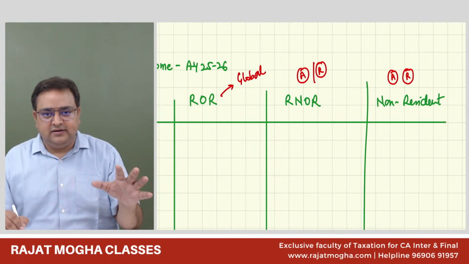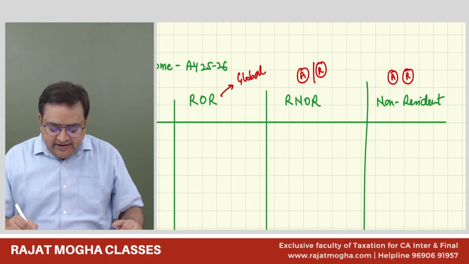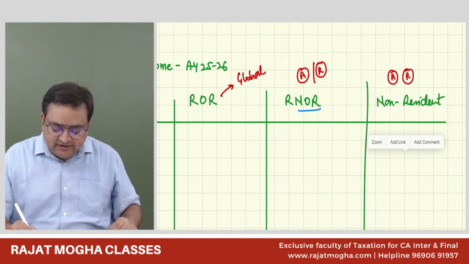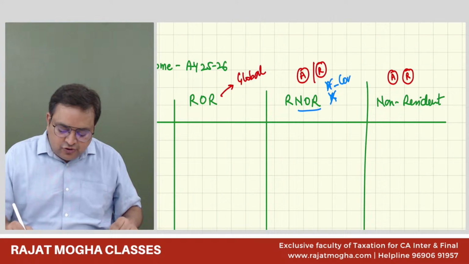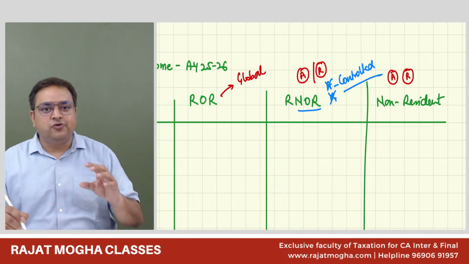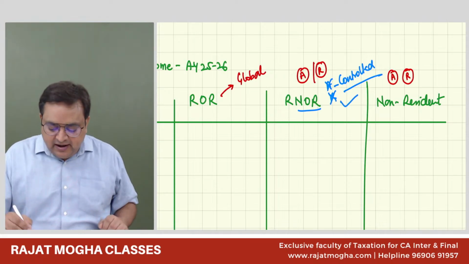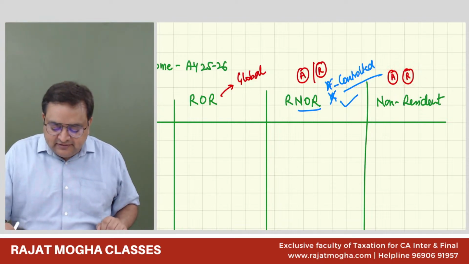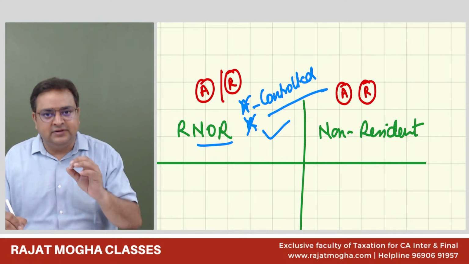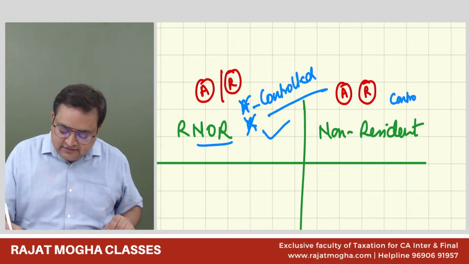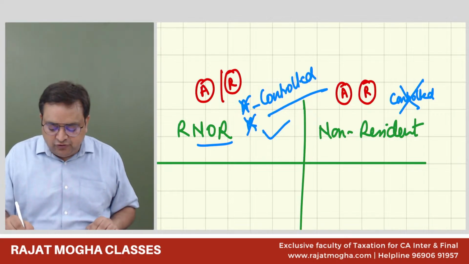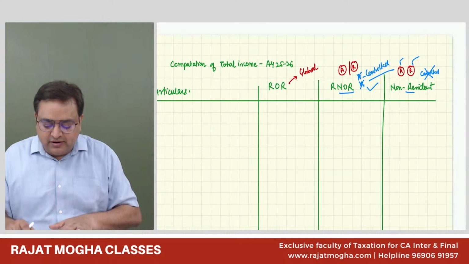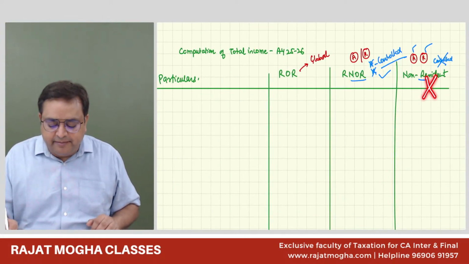But any income which is not arising or not received in India, these two people will not pay the taxes. But for not ordinary resident, there is one more thing: control. Guys, this control is only for not ordinary resident. Any income which is not arising in India, not received in India, but which is controlled from India, please remember this, is also taxable for not ordinary resident. For non-resident, even if the income is controlled from India, this control word is not relevant. He will pay tax only on income arising or received in India. The control word is only relevant for not ordinary resident.